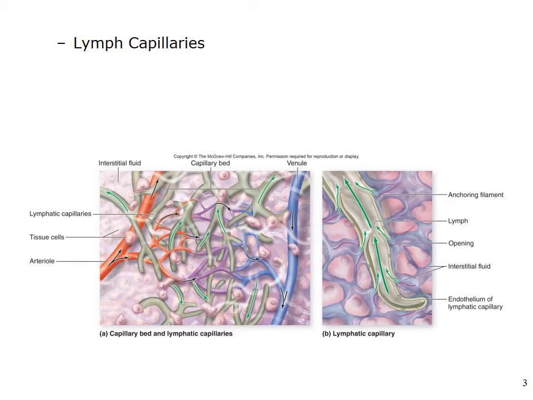A second aspect that makes them even more permeable yet is that the cells that make up the walls of these capillaries overlap, much like the shingles on a roof. So what you can envision from looking at the pointer, if pressure were to press here, it would open that flap and allow fluid then to enter in.